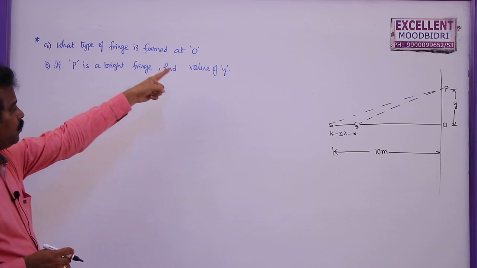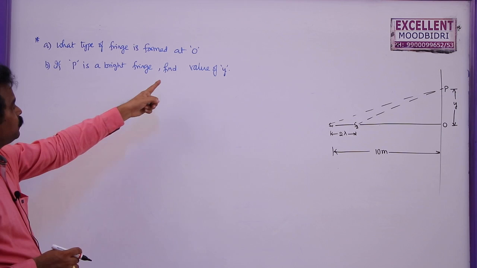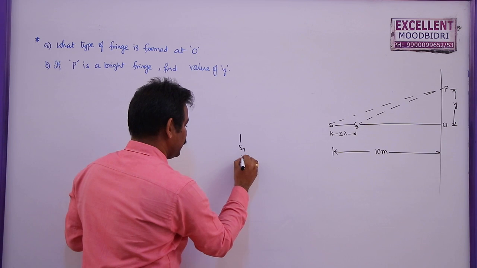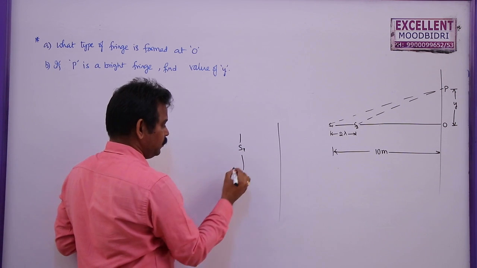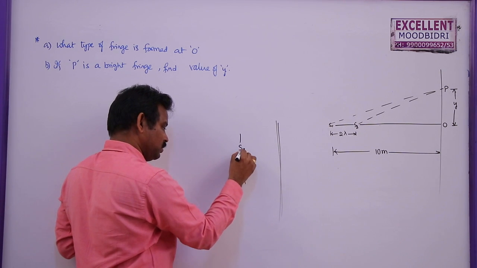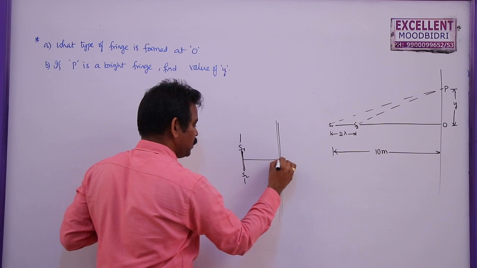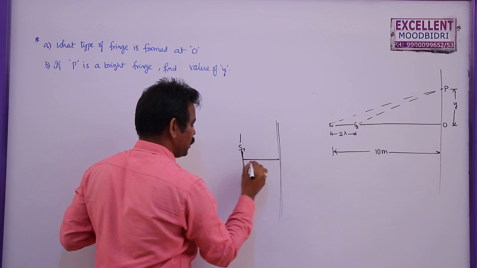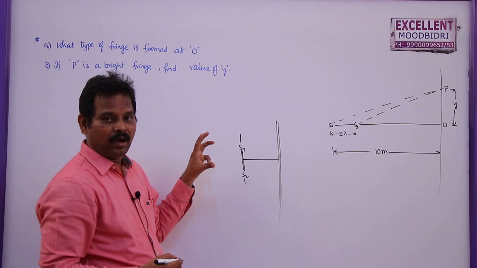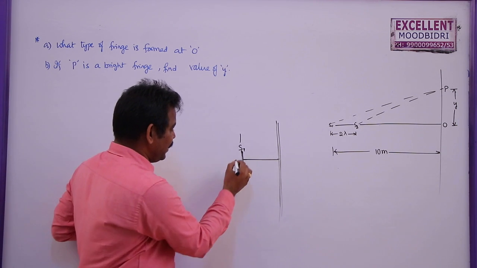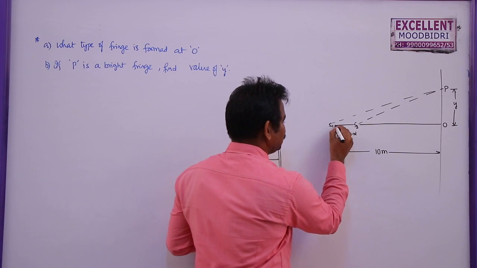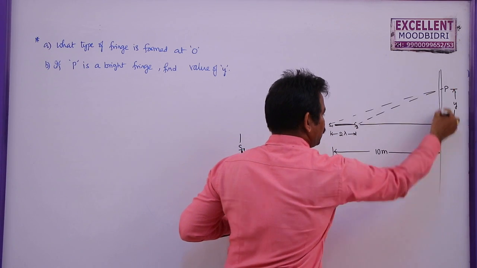What type of fringe is formed at O, and if P is a bright fringe, find the value of Y. Remember students, if the slits are placed such that the screen is perpendicular to the line joining the two slits, this is the line joining the two slits, and if you draw a perpendicular line here, this line is parallel to the screen. That means in all the problems that we solved so far, the line joining the two slits is parallel to the screen, but here the line joining the two slits is perpendicular to the screen.